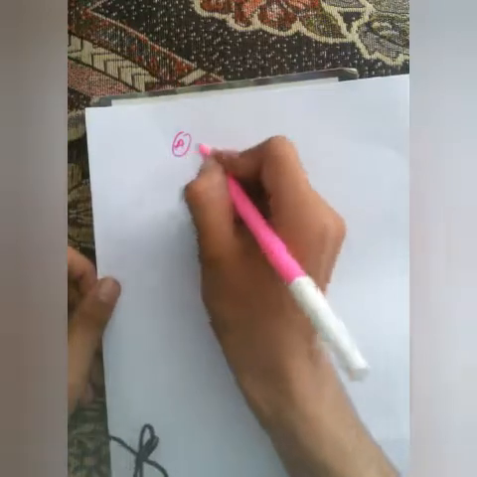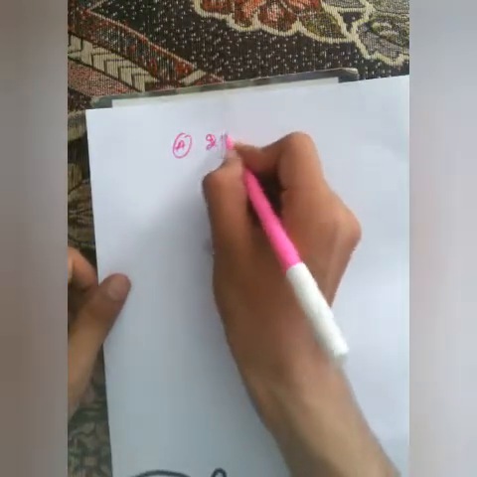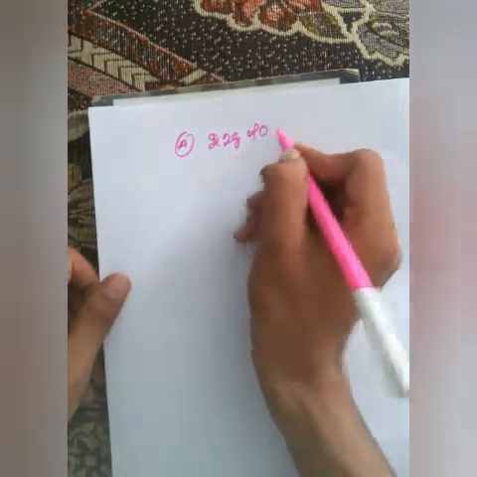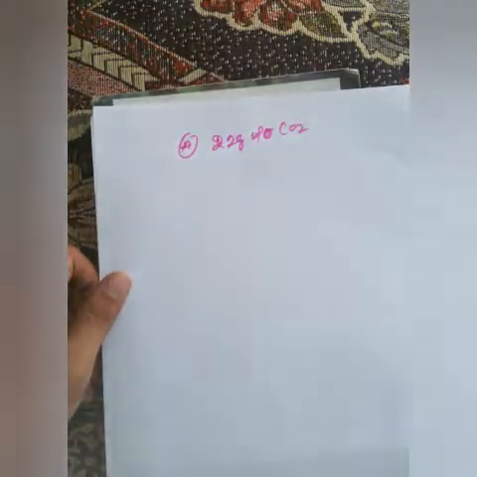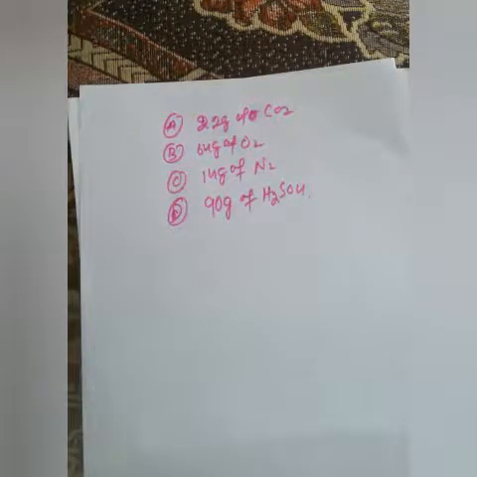Solve this MCQ by converting all the masses into moles. Option A contains 22 grams of carbon dioxide. Option B has 64 grams of oxygen molecule, option C has 14 grams of nitrogen molecule, and 90 grams of H2SO4 is in option D. Now, as I discussed, let's convert all those masses into moles.